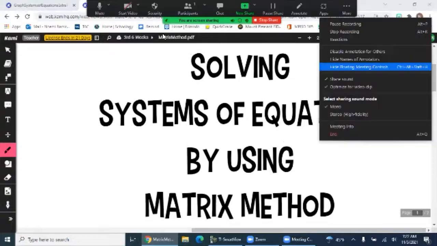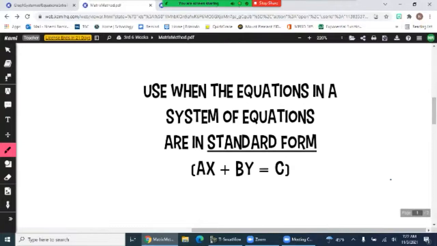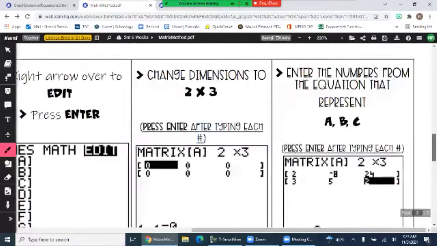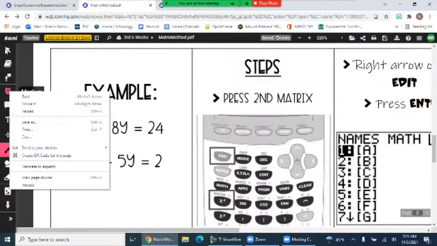Nope, didn't stop. Okay, so you use the matrix method whenever the equations in a system are already in standard form, meaning, like we practiced today in class when we were converting equations from slope-intercept back to standard, where x and y are both on the same side. So right now we're going to look at what to do when we have two equations in standard form, where you'll notice that x and y are both on the same side of the equal sign.